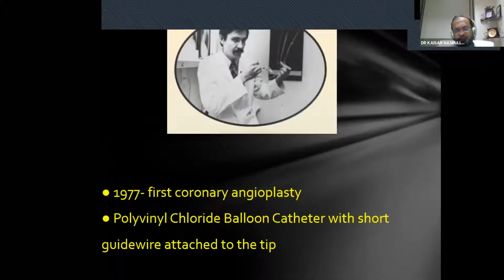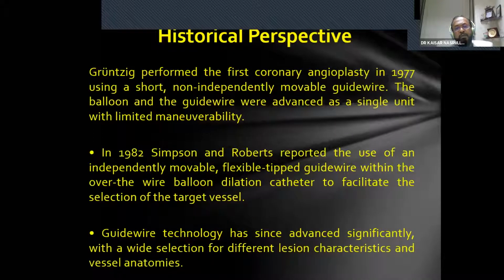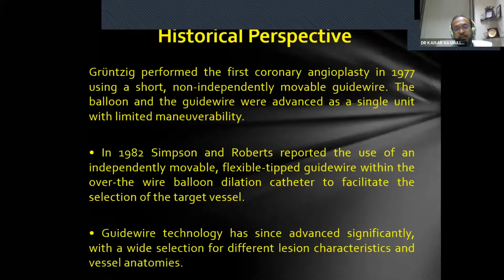Well, Gruntzig is the first person, as you all know, who started coronary angioplasty in 1977. He performed the first coronary angioplasty using a short, non-independently movable guide wire. The balloon and the guide wire were advanced as a single unit with limited maneuverability. In 1982, Simpson and Roberts reported the use of an independently movable flexible tip guide wire.